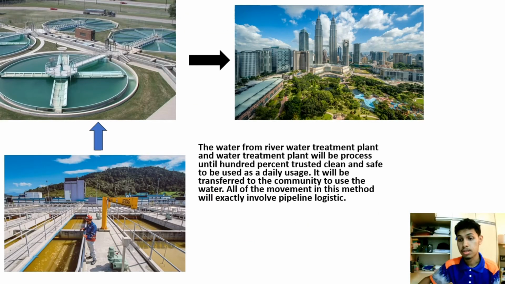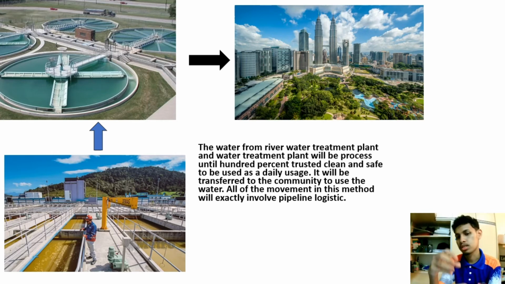So here's another explanation. The water from the river and water treatment plant will be processed until 100% trusted, clean and safe to be used for daily use. It will be transferred to the community to use the water. All of the movement in this method, this process, will exactly involve a pipeline logistic like what I explained just now. So here's the picture of the process platform.